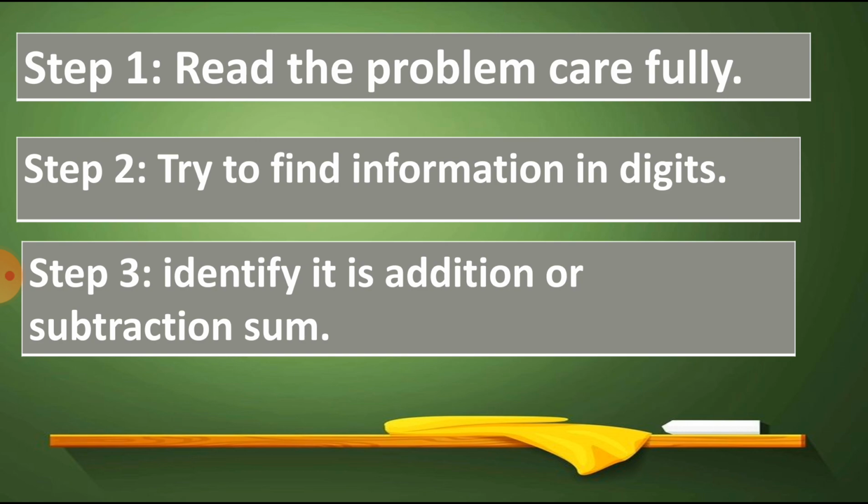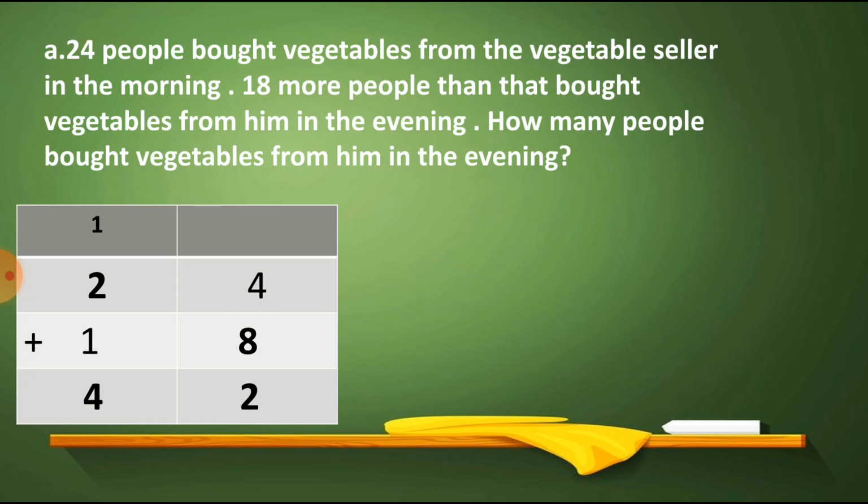I repeat these steps again so you will better understand this. Step number 1 is read the problem carefully. Step number 2, try to find information in digits. Step number 3, identify whether it is an addition or subtraction sum. This way we can solve these types of sums. Now let's move on. Here are some examples for you students.